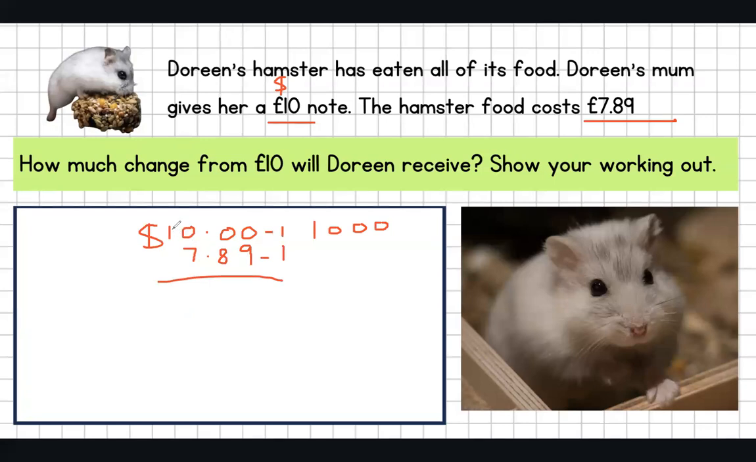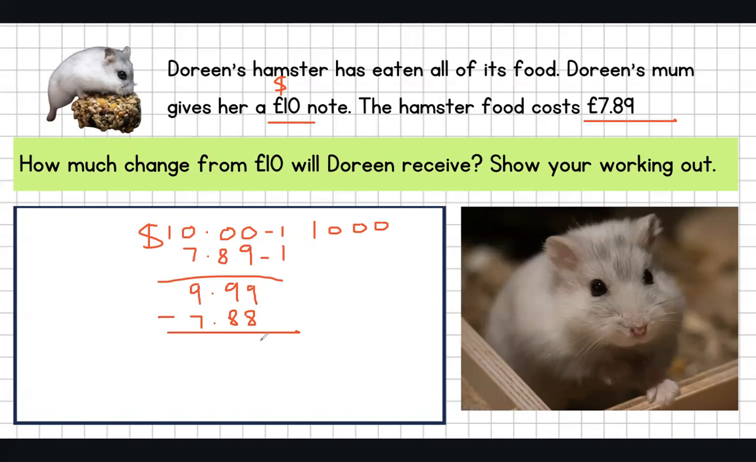So what's £10 take away 1 penny? It's 9.99. And what's £7.89 take away 1 penny? Well, that's 7.88. Look at how quick that was. It really works well with these zero values. No exchanging, get straight to the answer.